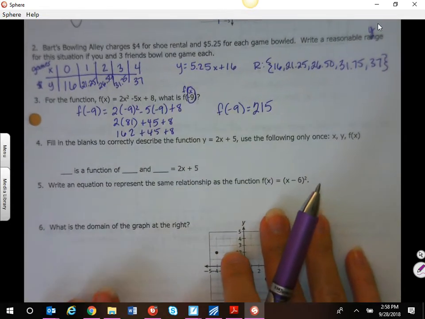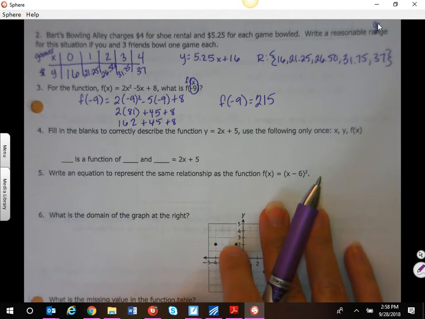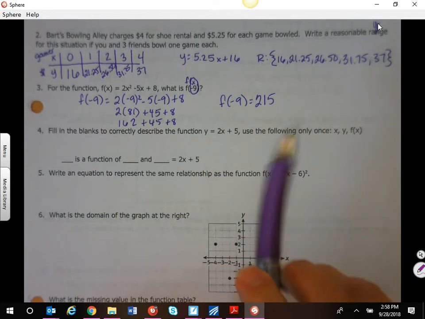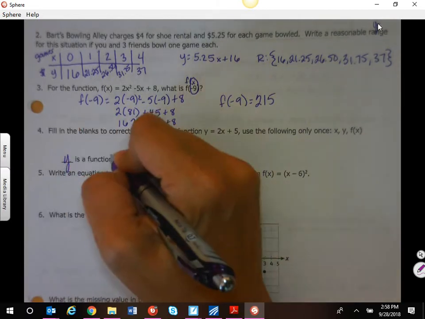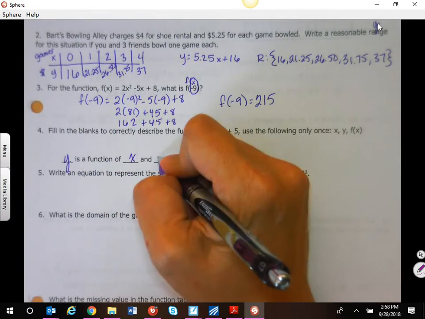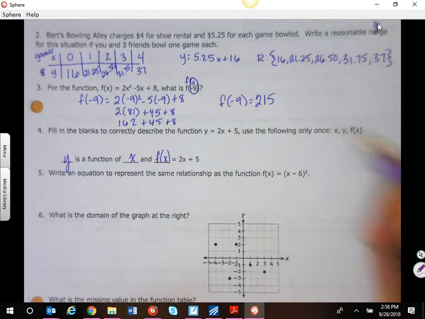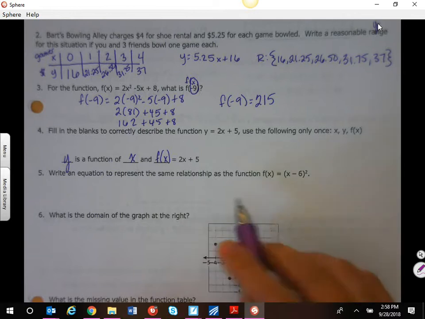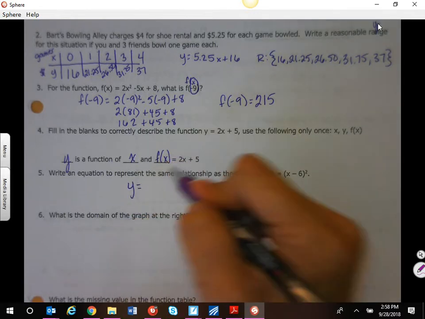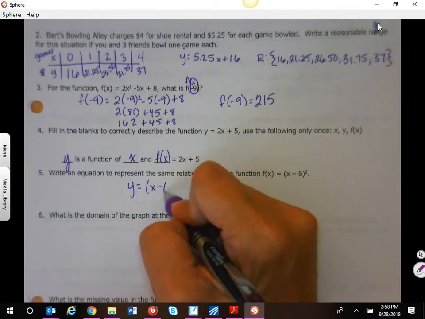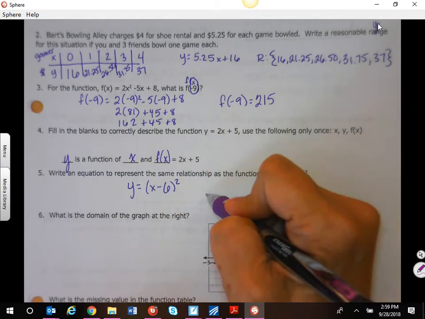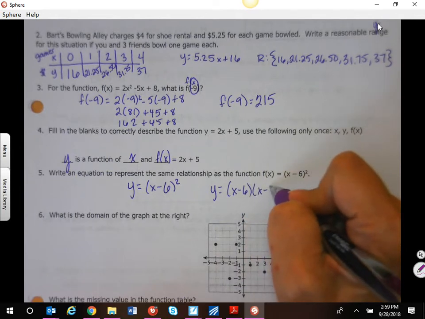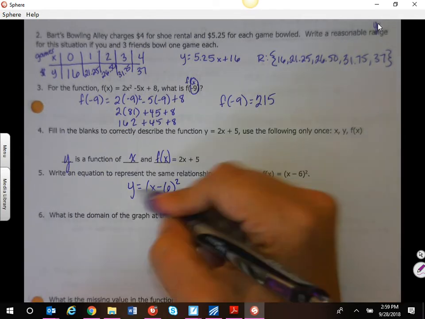Fill in the blanks. Again, don't overthink this. This is purely vocabulary. Y equals 2x plus 5. Use x, y, and f of x. Y is always a function of x. Another way to write y is f of x. Same thing on number 5, don't overthink it. Another way to write this is in place of f of x, we can put y. If you wanted to be fancy, you could say y equals x minus 6 times x minus 6, because when we square something, we're writing it twice.